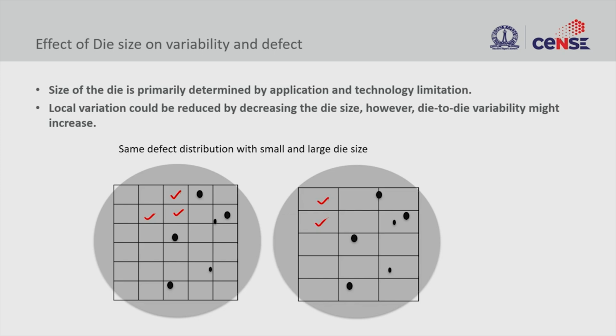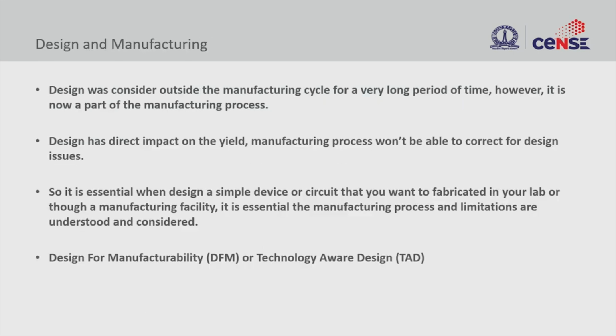This could be an inference from this image, but you should also look at die to die variability as well, which also affects your uniformity when you are building a system using these dies. So it is all about restricting your defect distribution, and in some cases you may not be able to reduce the size of your dies, right? The die size is primarily dictated by application and technology limitation. You may not be able to make it smaller than possible.